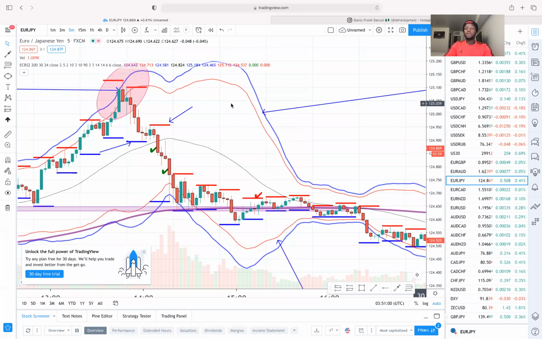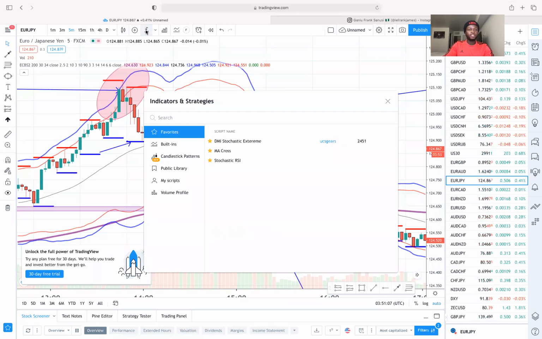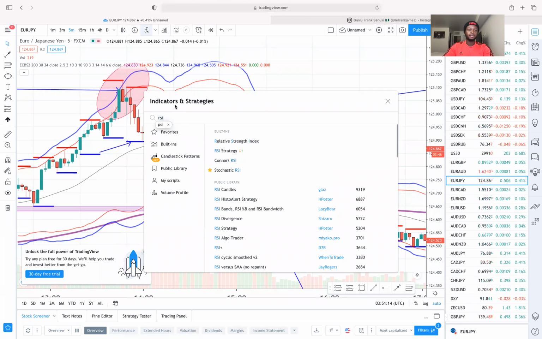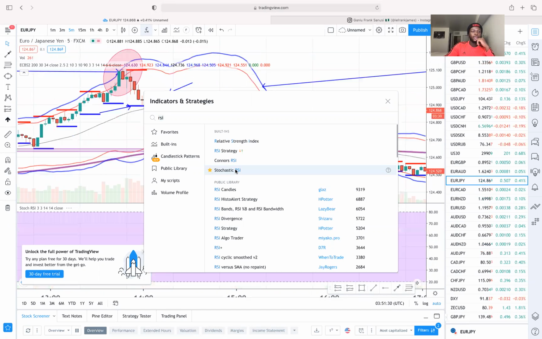The next strategy is called the Stochastic RSI indicator, I'm sorry. So you want to come up to indicators or fx on the top of your screen on TradingView. You want to type in R as in Robert, S as in Sam, I as in India. Okay, you're looking for Stochastic RSI. Make sure you have RSI because sometimes it will auto-correct you and you won't be able to find it. So you want to come down right here. Just click on favorites and it'll be in your favorites, right? So Stochastic RSI. Let's click on that and apply the strategy.